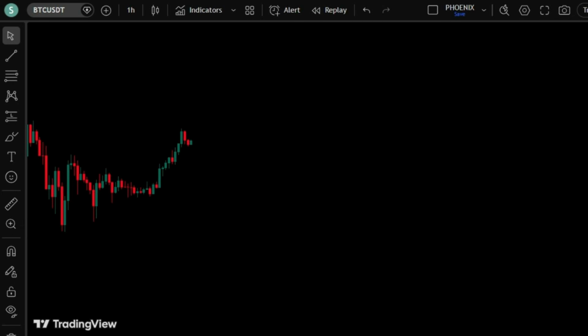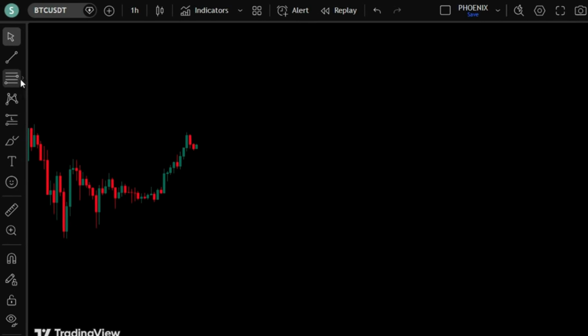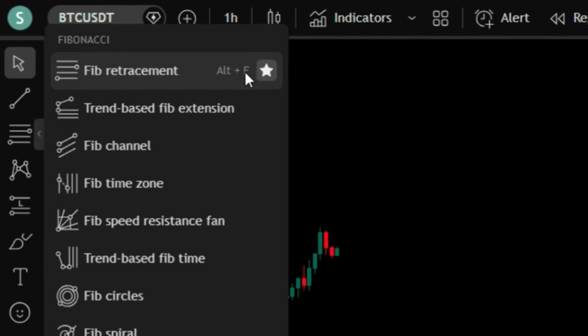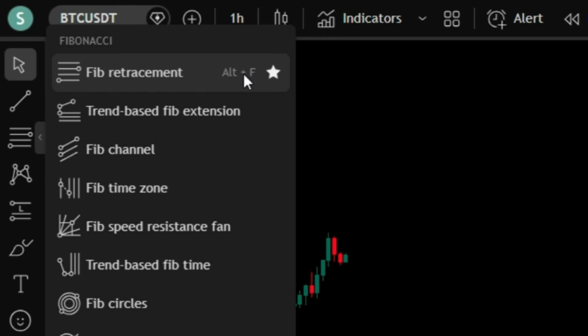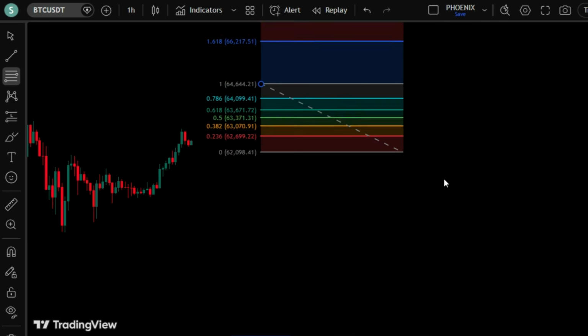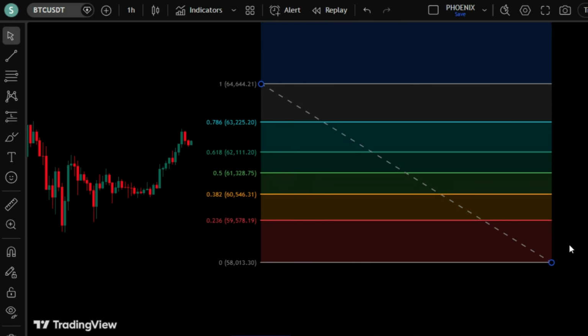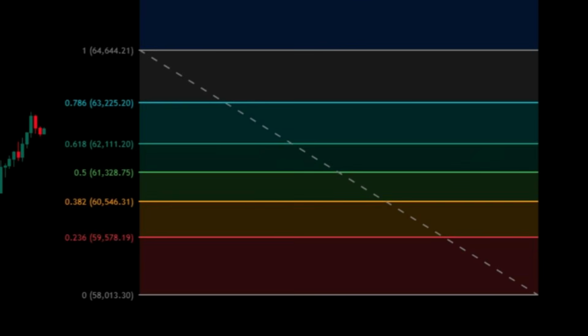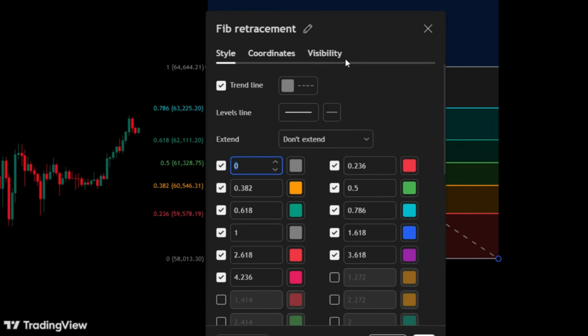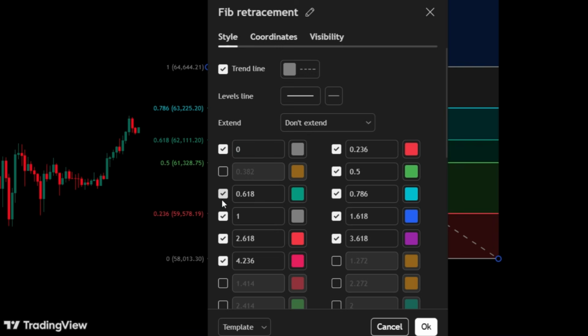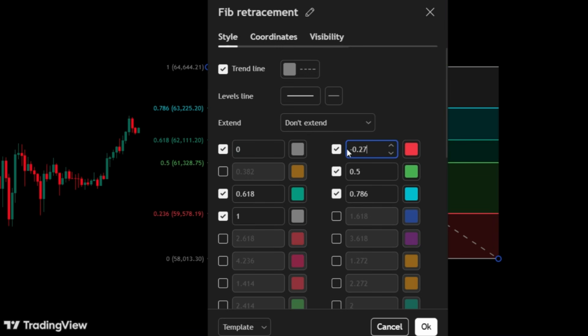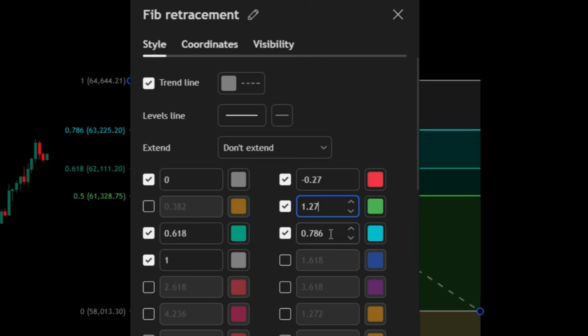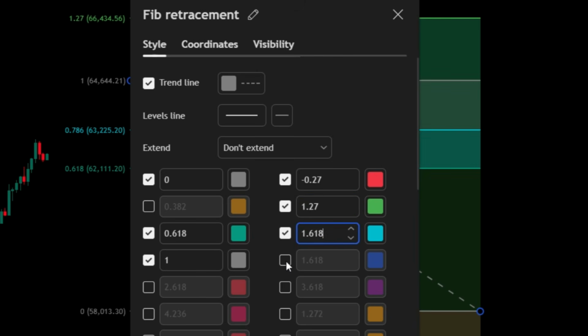The very first step is, of course, bringing up the Fibonacci, so go to the Tools section on your TradingView and pick Fibonacci Retracement. Click on your chart and drag it all the way down and to the right, that's all it takes. The default version looks a bit off, so let's change some values. Double-click on the Fibonacci. Uncheck every level except 0, 1, and 0.618. Then add -0.27, 1.27, 1.618, and finally -0.618.